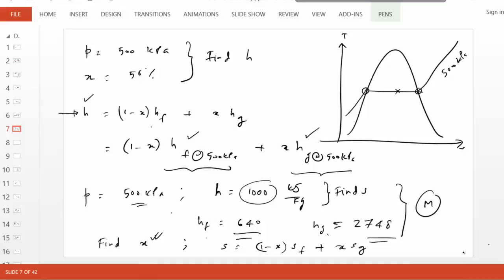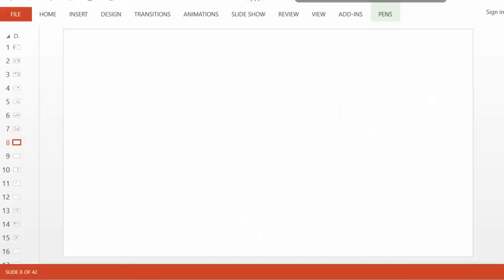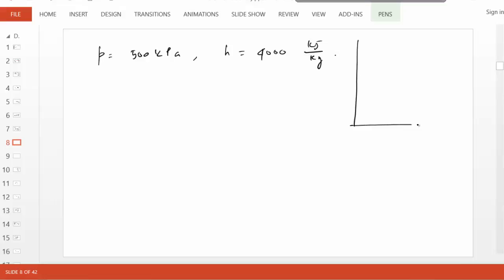Well, now suppose let's find another state. Again, we don't know the phase composition, 500 kPa. And let's say enthalpy is given as 4,000. I'm just picking an arbitrary number here. So how do we go about finding a state like this? So if we draw a TS diagram, again, we draw the 500 kPa line, and we ask ourselves, do we have a mixture here or not?